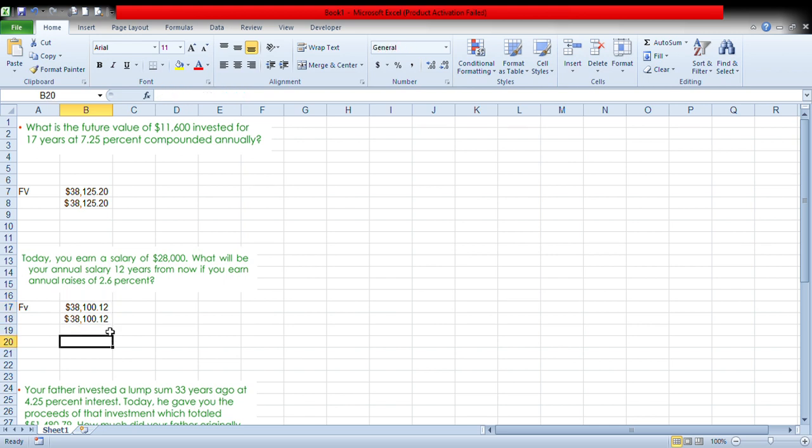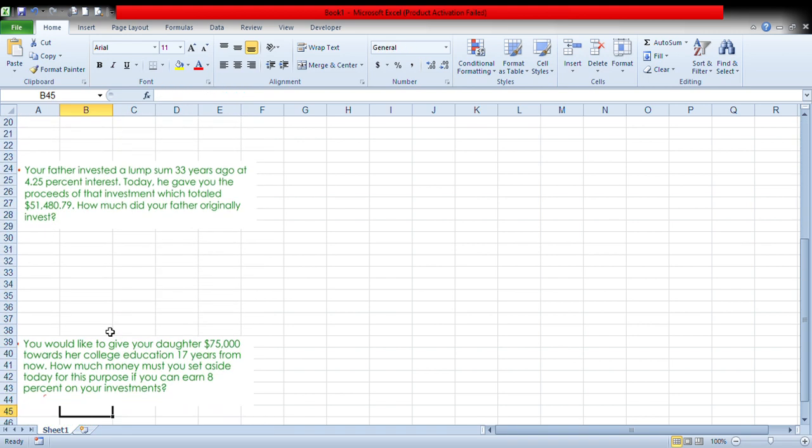Otherwise it's very simple. Okay, now let's go to the third question. Your father invested a lump sum 33 years ago at 4.25% interest. Today he gave you the proceeds of that investment, which totaled 51,480.79. How much did your father originally invest? We need to calculate the present value. Why? Because in the question, your father invested a lump sum 33 years ago. It's talking about the future value.